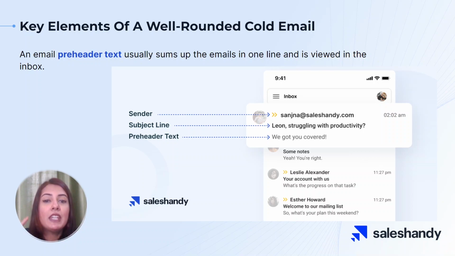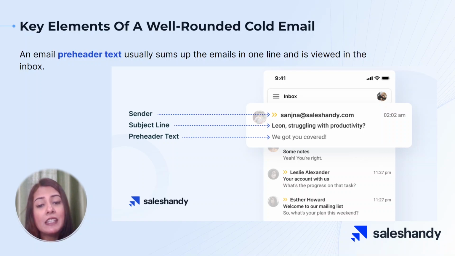So the next element is your pre-header text. An email pre-header text usually sums up the email in one line and is viewed in the inbox itself. The pre-header text is typically next to the subject line. Your prospects are able to see this text without even opening your email. The pre-header text should be aligned with your subject line and email content. You can communicate your message directly, but be careful what you are writing, keeping your ICPs in mind. Keep your pre-header text as short as possible. We recommend keeping it between 40 to 130 characters.